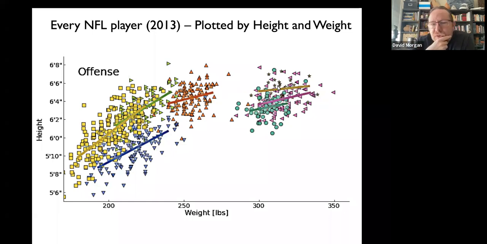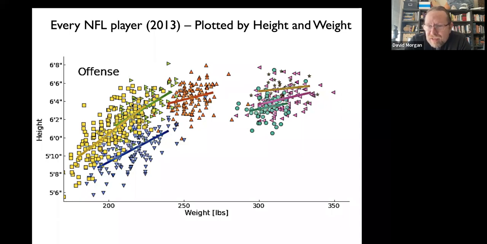But we also look at the graph and we see clumps. Here's a big clump here. Here's a big clump here. Here's a clump down here that is separate from the clump here. Now, what do the colors and shapes mean? The colors and shapes are the position that the player plays on a football team.